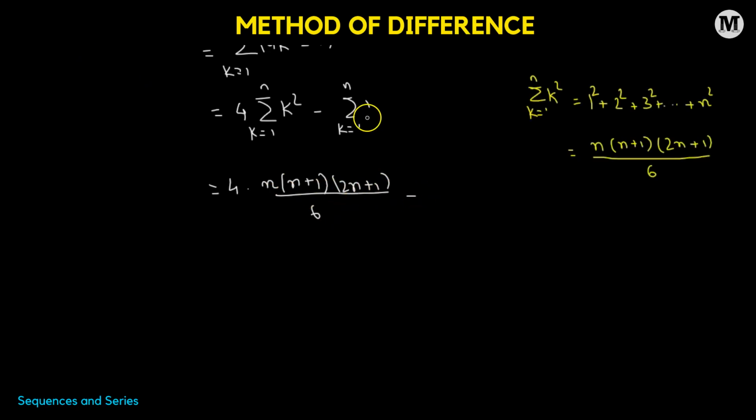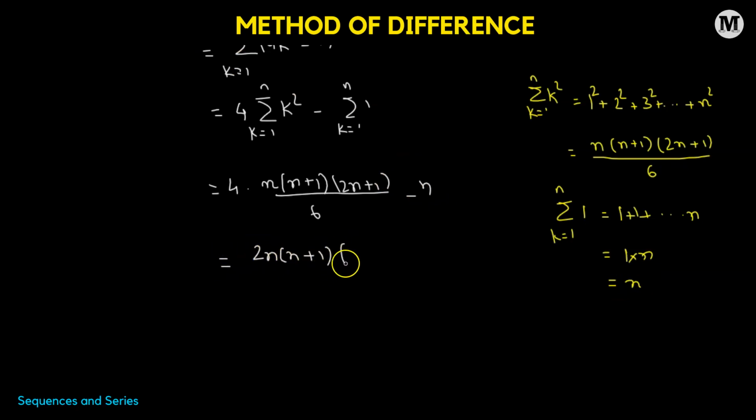And then we have summation of 1. So what does it mean when we say we have summation of 1 with k running from 1 to n? This is simply 1 added to 1, and this is happening n number of times. So that means total it will be simply 1 times n, which will be equals to n. We have n here. So let's simplify to get 2n multiplied to n plus 1 times 2n plus 1 whole divided by 3 minus n.